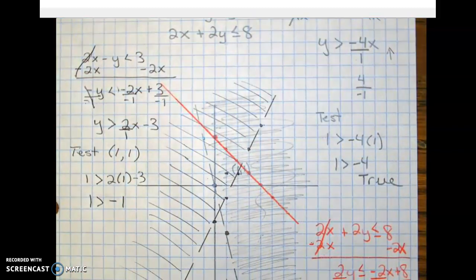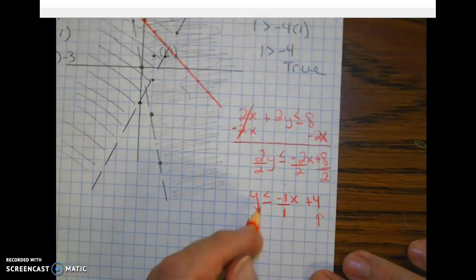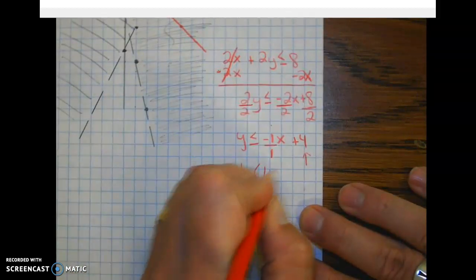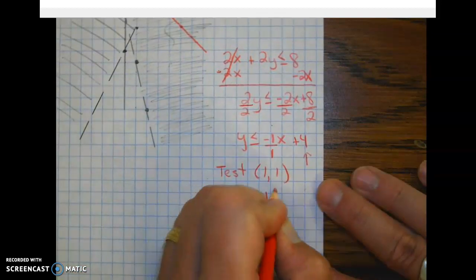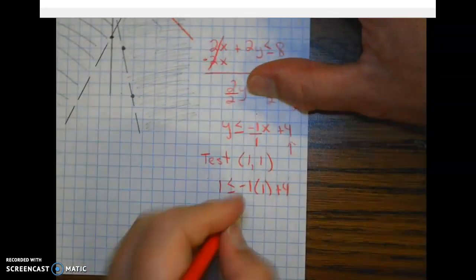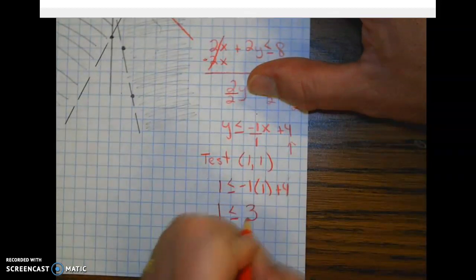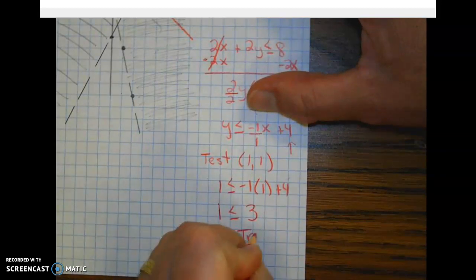Now, hey, we could use 1, 1 again. Let's use 1, 1 again. So let's plug in. We'll plug 1 in for y, and we'll plug 1 in for x. So that's going to give us negative 1 plus 4, which is 3. And that's a true statement. 1 is less than 3. That is true. So we will shade towards 1, 1.